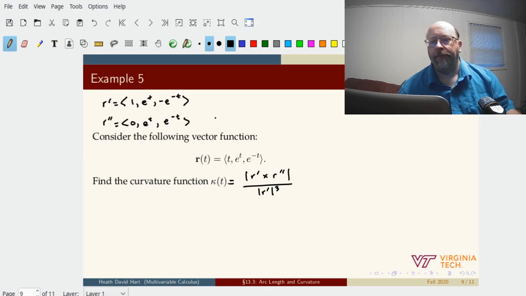All right. So their cross product, r prime cross r double prime, is, let's see what we get. We have 1, e to the t, e to the negative t, and 0, e to the t, e to the negative t.